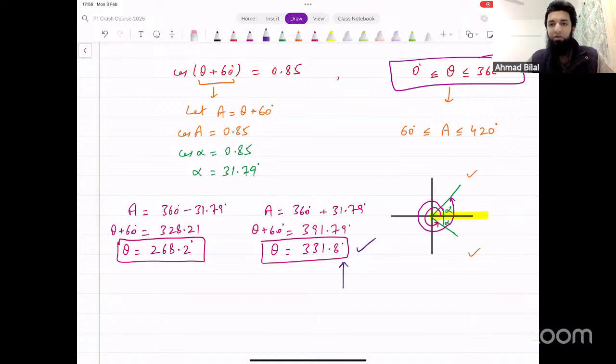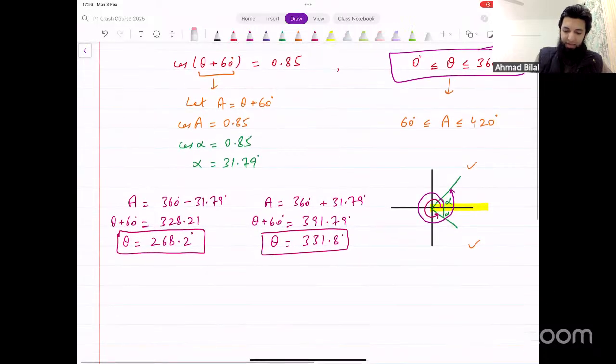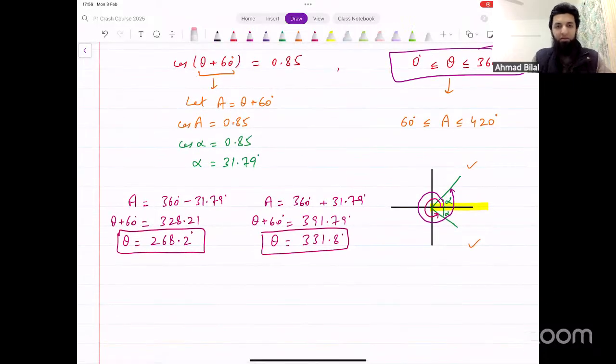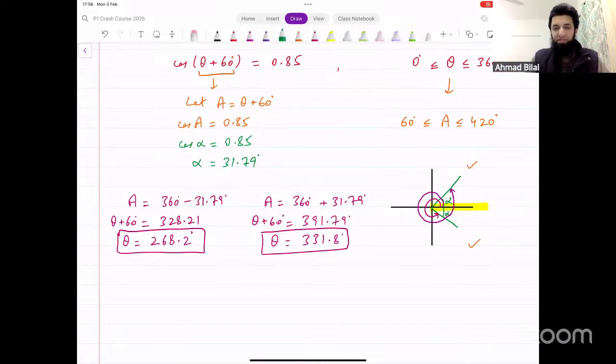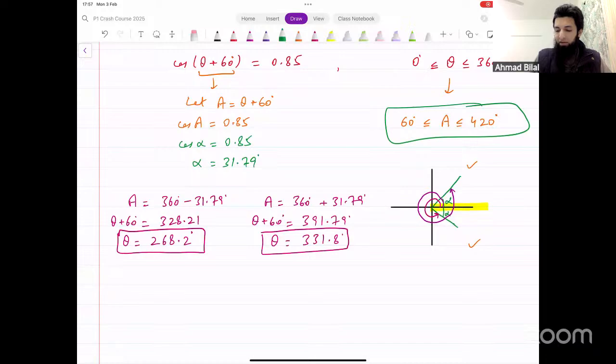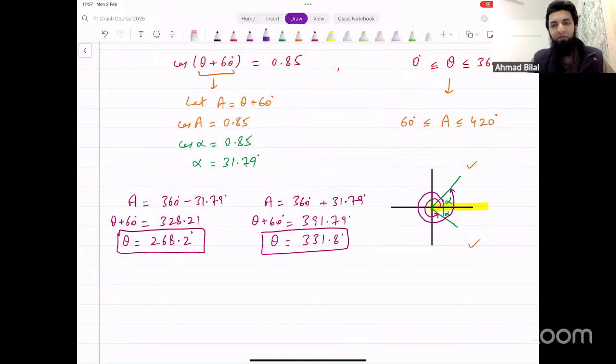And for that, using a substitution like this is going to make things easier for you. So how do we start? Whatever is the angle that is given inside, you substitute that with another letter. And that's what we started from. Using that, you adjust this interval as well for A. It was from 0 to 360 for theta. For A, it becomes from 60 to 420. And then you find the basic angle, find out all the possible angles in the given interval for A, and then you find the corresponding values of theta from that.